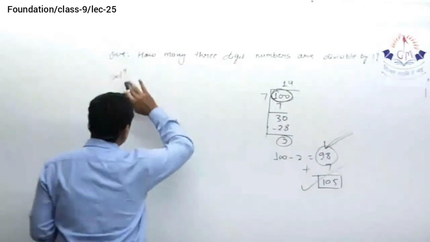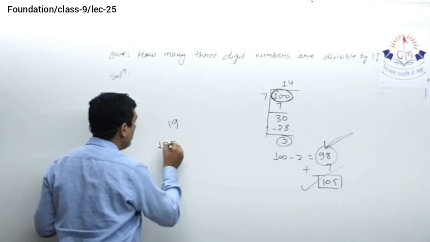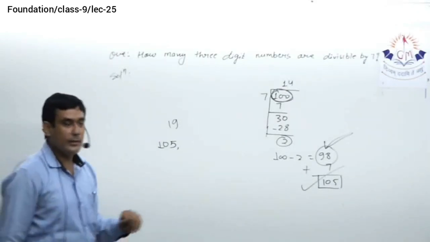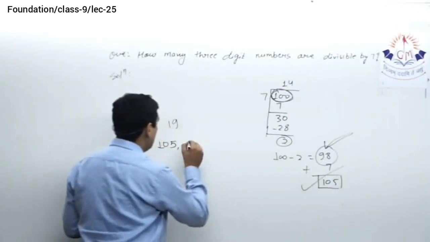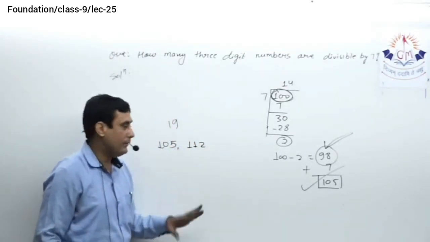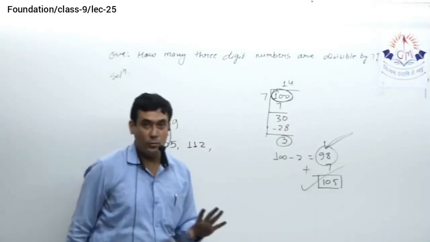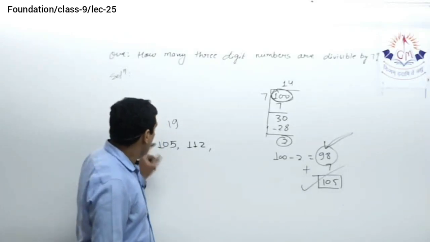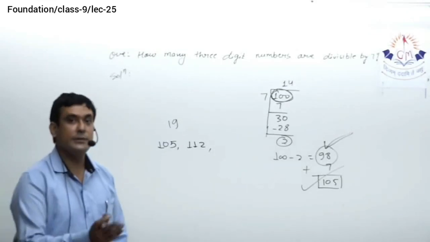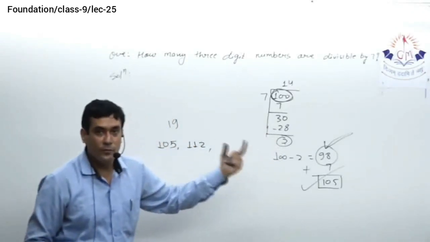So here I have to find how many numbers there are. The first number is 105, which is divisible by 7. Now what is the next number which is divisible by 7? Obviously if I add 7 to 105, I will get 112, which will be divisible by 7. Now in the same way, if I write all the numbers, it will take so much time. So here I obtained the first number, second number. Now I will try to obtain the last number which is divisible by 7, and that must be a 3-digit number.